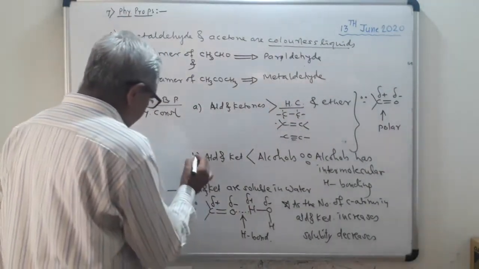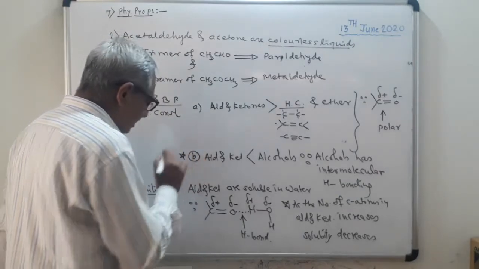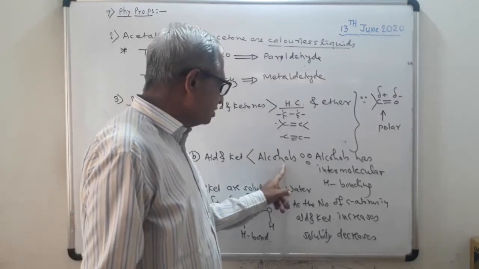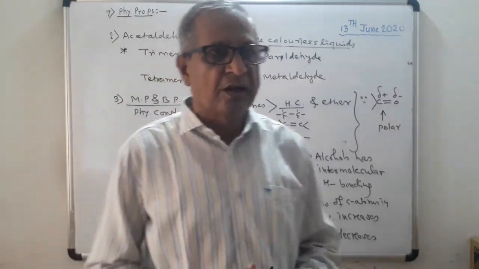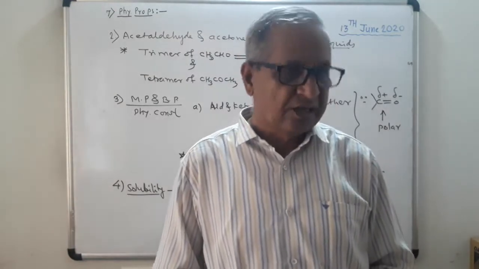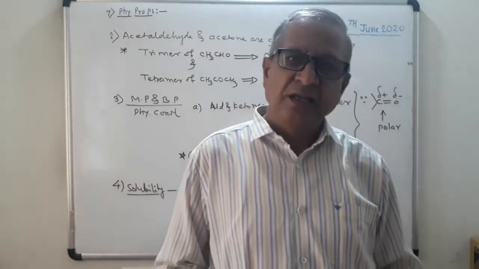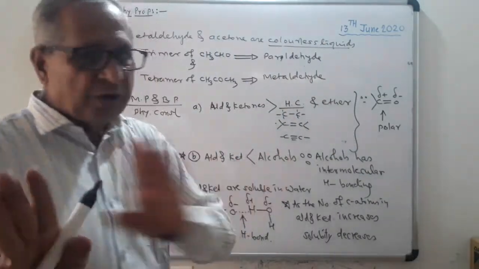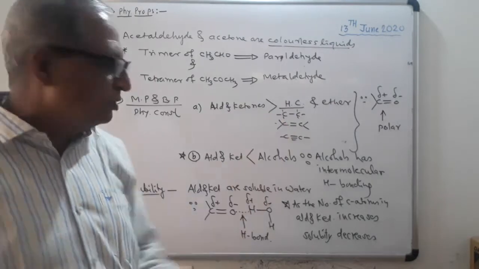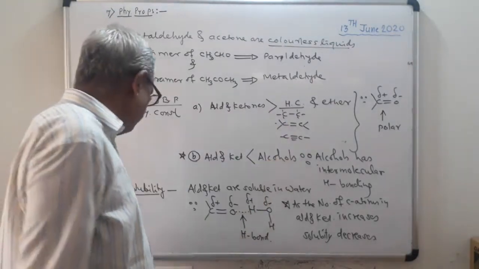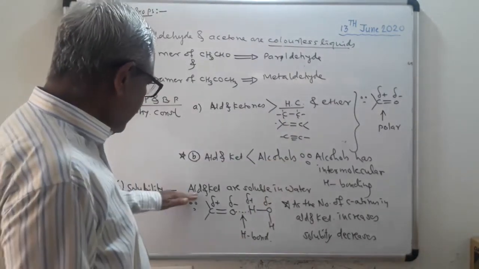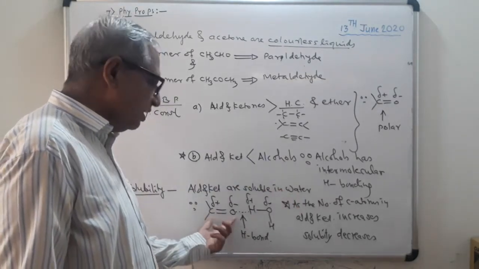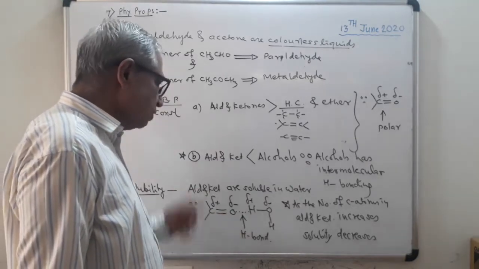Then the second part, the B part, is a very important part. Aldehydes and ketones have a lower melting point and boiling point than alcohols, because alcohol shows intermolecular hydrogen bonding. We will learn in detail about this intermolecular hydrogen bonding in the physical properties of alcohol. Such intermolecular hydrogen bonding will not be shown by aldehyde and ketone, therefore they have a lower melting point and boiling point. Solubility. Aldehydes and ketones are soluble in water because they form hydrogen bonds with water, therefore they are soluble in water.